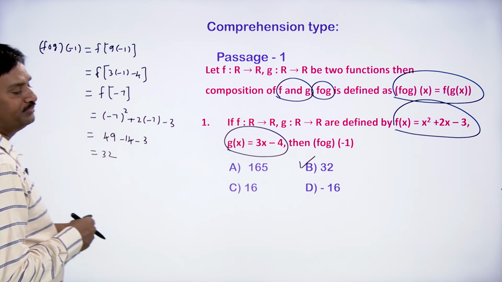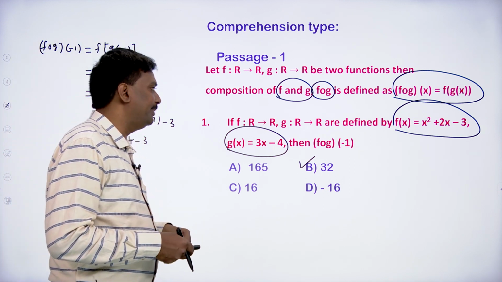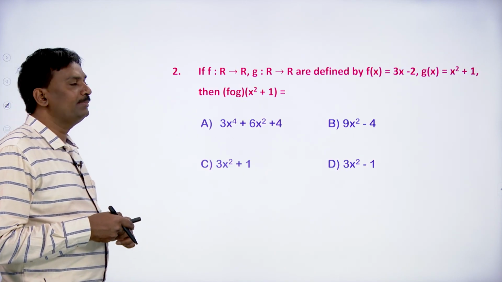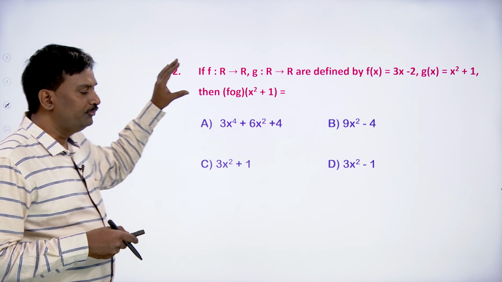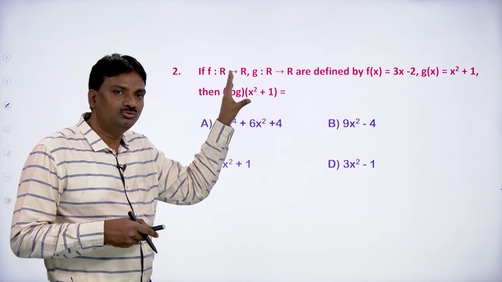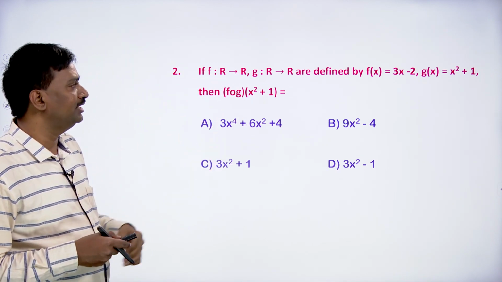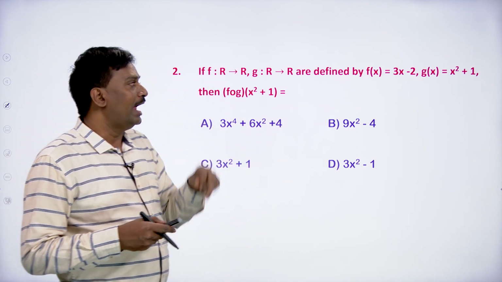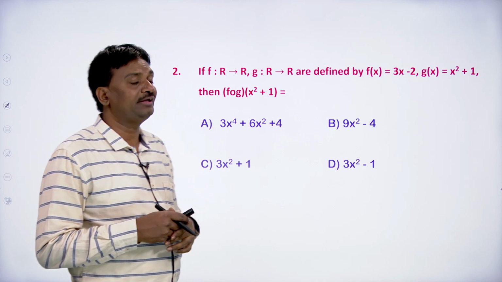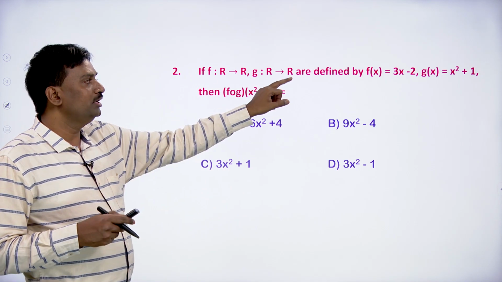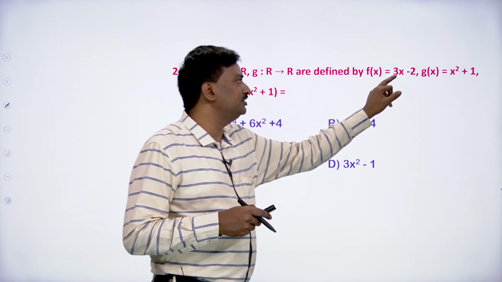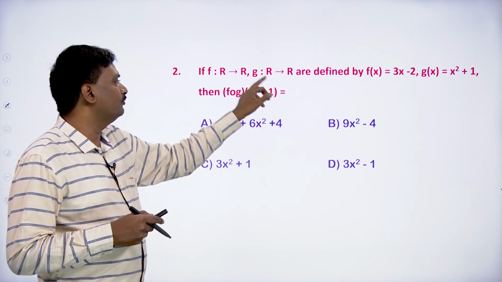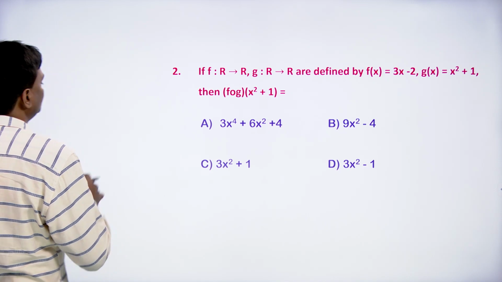Now let us go to the next problem related to the same passage. Here f circle g of x square plus 1 equal to. So we have to solve this problem also with respect to the given passage. Here the function f of x is given as 3x minus 2 and the function g of x is given as x square plus 1. So by using those two functions, we have to find f circle g of x square plus 1.